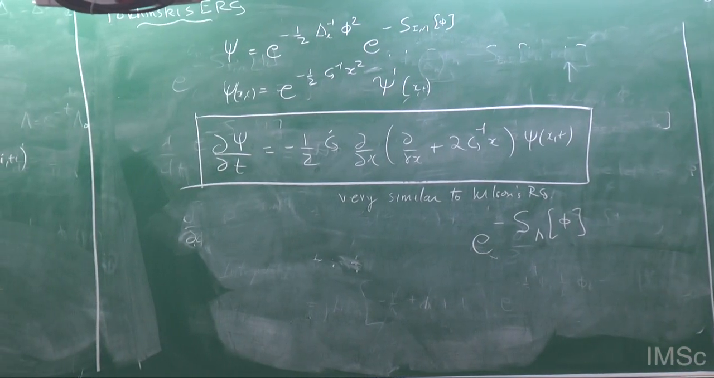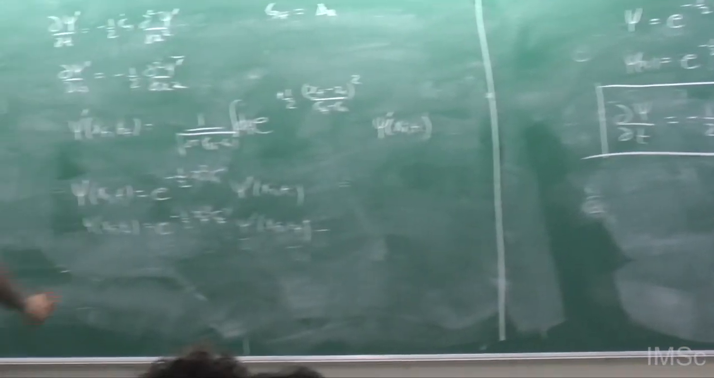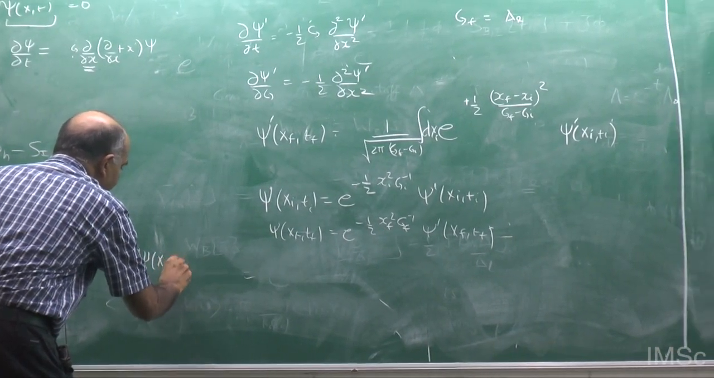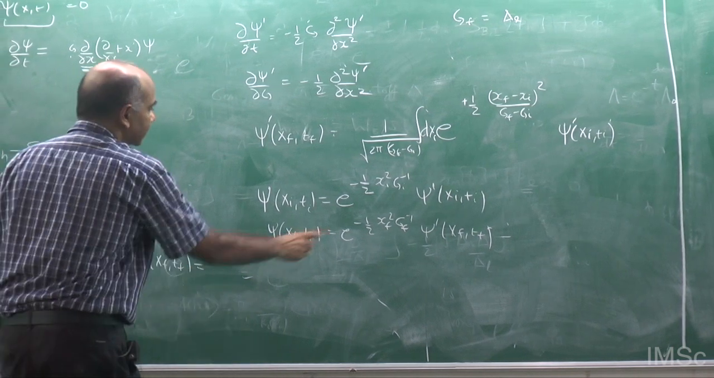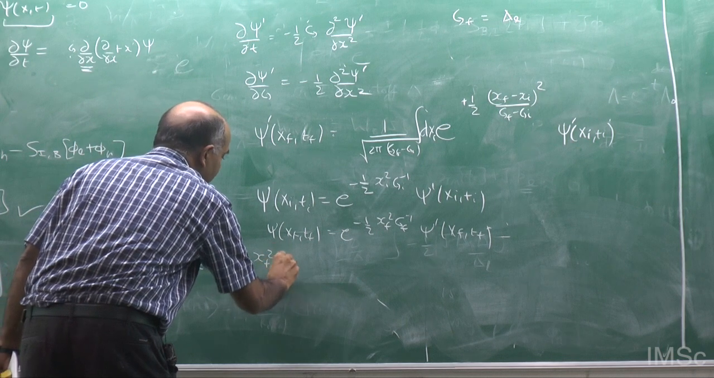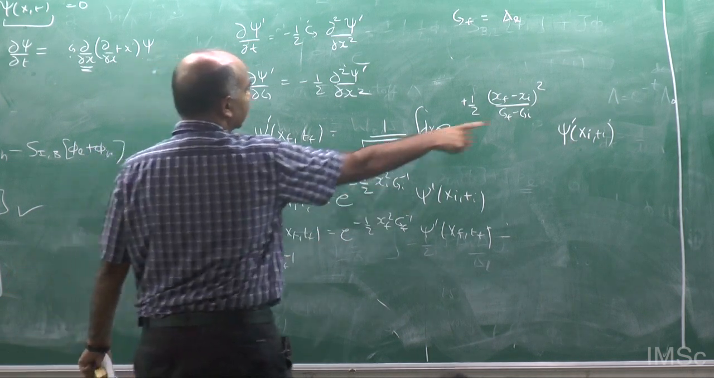So this is giving me the evolution of psi prime, so I can get the evolution of psi x from this, psi x_f t_f. I just have to add this to this guy, which is all that.